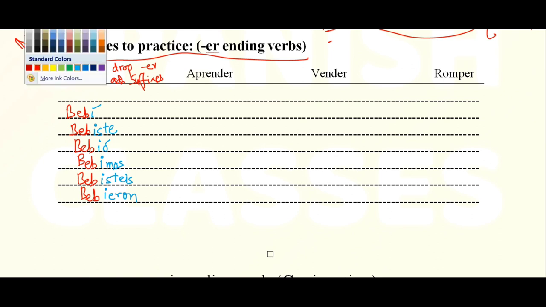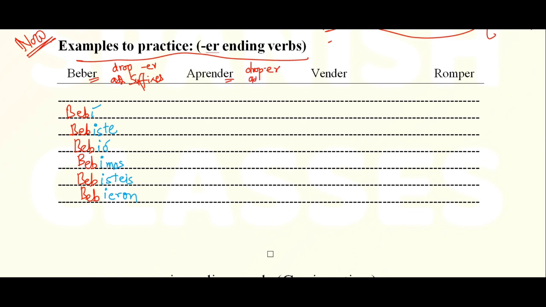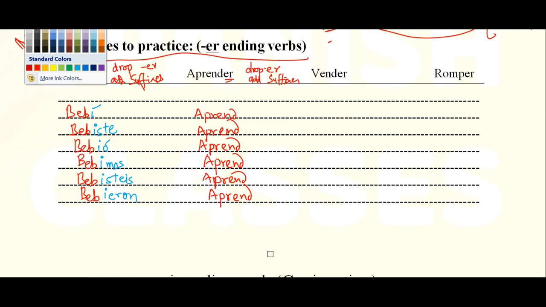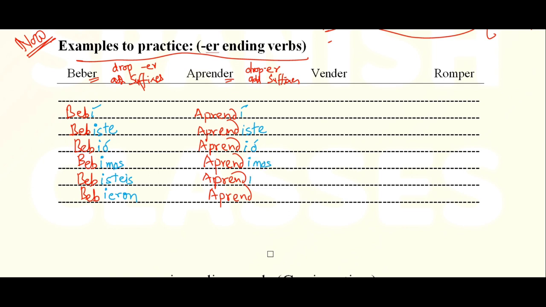Our next verb is aprender. Aprender, ER ending verb, drop ER and add suffixes. Write the verb root word six times. Aprend, aprend, aprend. Aprend six times. And add suffixes in blue. Aprendí. Aprendiste. Aprendió. Accent on first and third. Aprendimos. Aprendisteis. Aprendieron. I-E-R-O-N. Aprendieron. These are six conjugations.